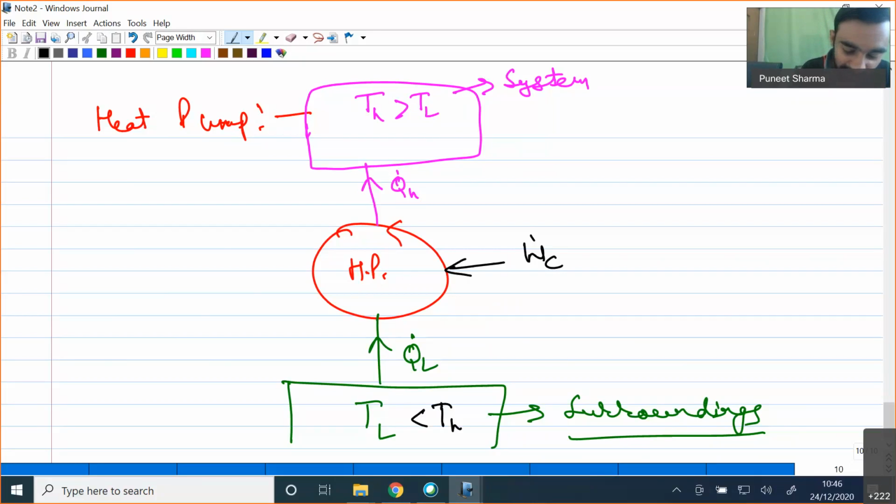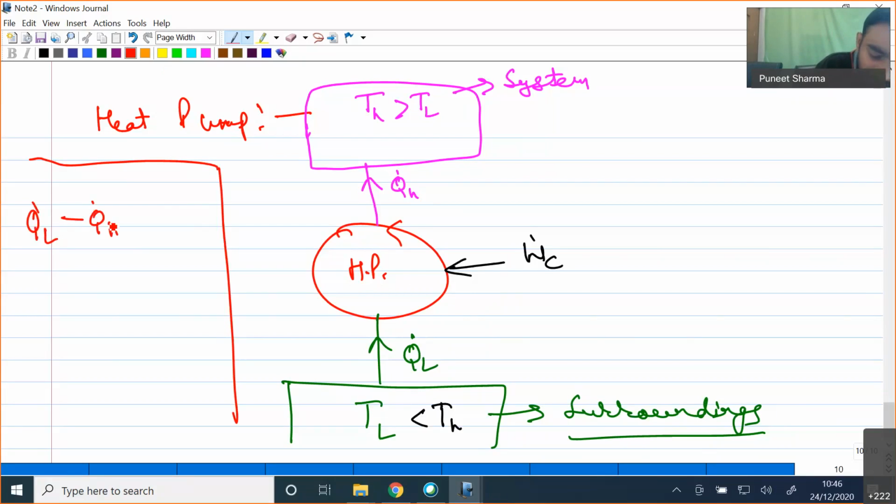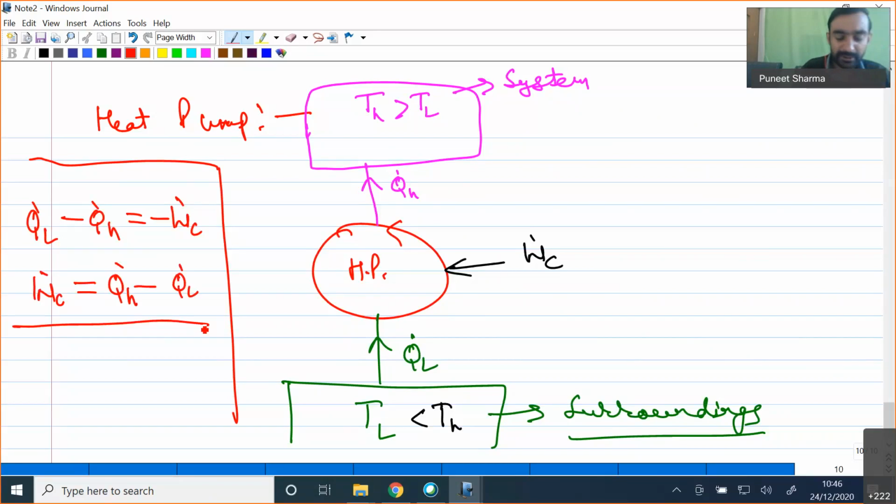Now, if I do the thermodynamic analysis of the heat pump, what will be happening? To this heat pump, I am supplying Q dot L amount of heat, and Q dot H amount of heat is going out, and that is equal to nothing but minus W dot C, because work is done on the system. So ultimately I will be finding W dot C as nothing but equal to Q dot H minus Q dot L. So the first law of thermodynamics remains exactly the same as it was in the case of the refrigerator.